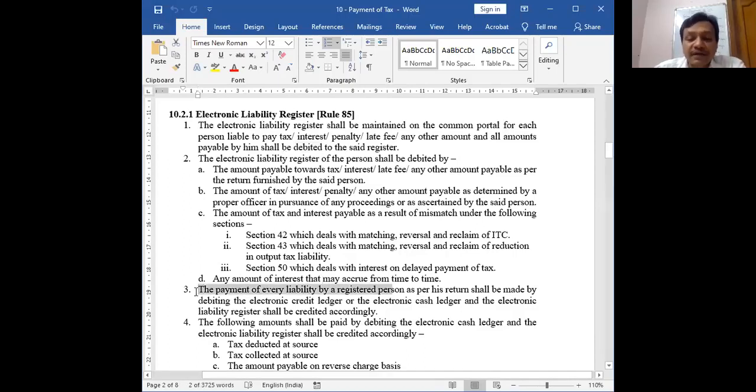The payment of every liability has to be made by debiting what? Either electronic credit ledger or electronic cash ledger. And when you debit those ledgers, by default, you will credit the electronic liability register. So automatically a cross entry will be there. First, whatever amount you are supposed to pay has to be shown in the electronic liability register. And how do you clear this debit balance? On the credit side, you will set off this amount through either electronic credit ledger or electronic cash ledger. That's it.